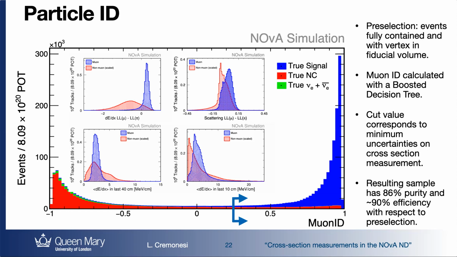From the boosted decision tree, we get this distribution of our muon ID variable. You can see in blue we have the true signal, in red we have neutral current, which is our main background, and then we have a little bit of electron neutrinos in green. With these 4 variables, we produce a BDT that is very peaked at 1 for the signal and very peaked at -1 for the background. So we put a cut at roughly 0.25, and we get a sample that is about 86% pure and 90% efficient with respect to the previous cut.